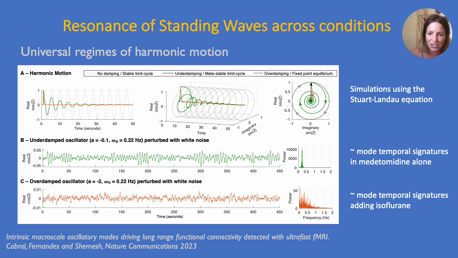Usually the oscillations are damped. They eventually decay over time, even if it takes years, right? So these are called damped oscillators. And in the damped regime, you can have two scenarios.